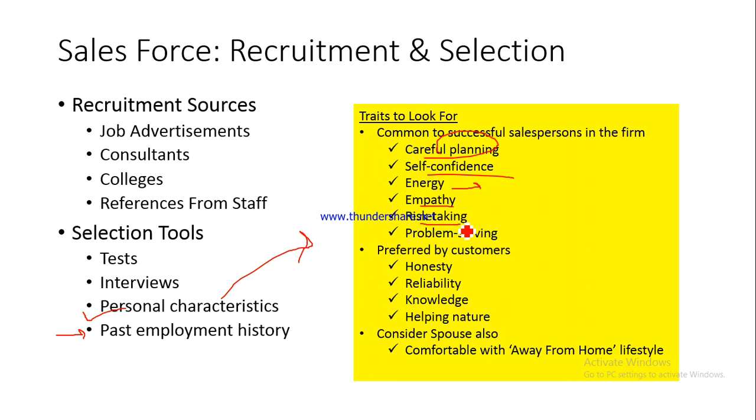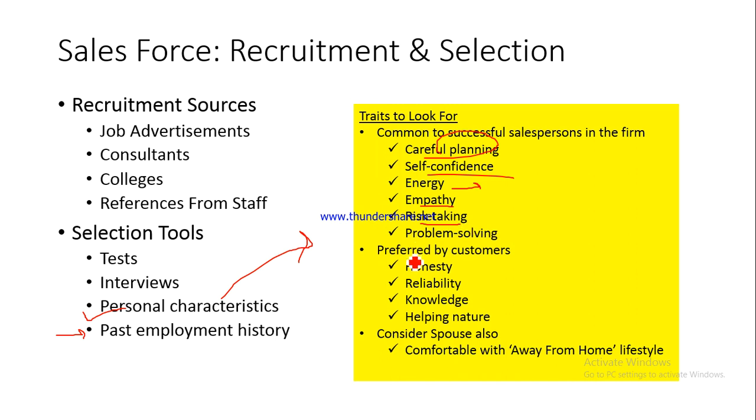And then problem solving. Now what do we mean by problem solving? Basically, the salesperson should have this orientation that I'm not selling just a product to the customer, I'm trying to solve his problem through this particular product. So he should be able to understand the needs of the customer, and then suggest a product which solves his problem, rather than just selling him a product. Suggest the best possible product for him so that he can satisfy his own requirements. So this is what we mean by problem solving approach.